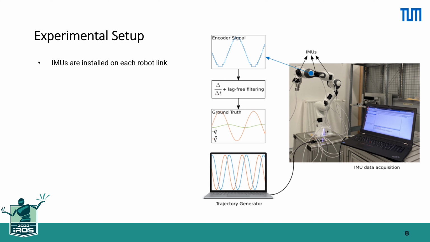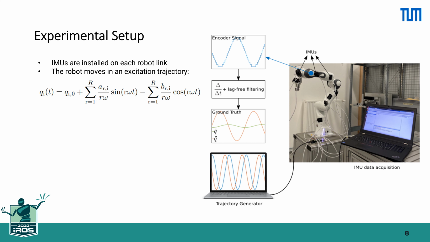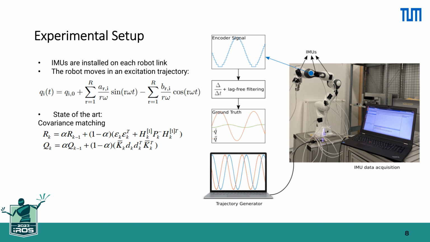We have installed 1 IMU per manipulator link. The robot moves in an excitation trajectory. We compare our method against a state-of-the-art adaptation method based on covariance matching. This method uses the Taylor series to approximate the current noise covariance.